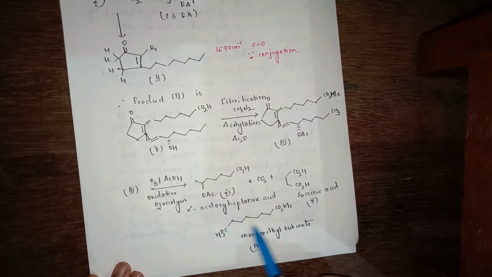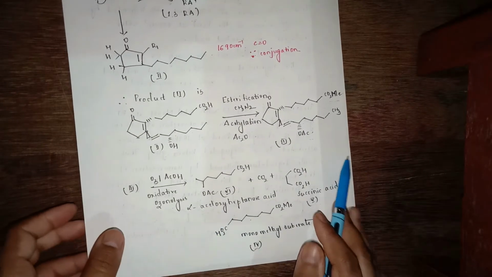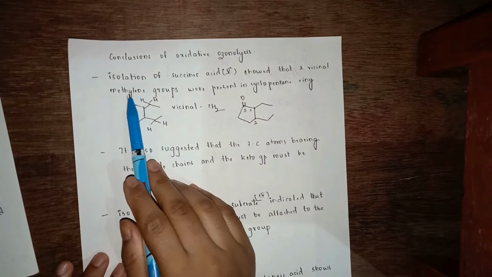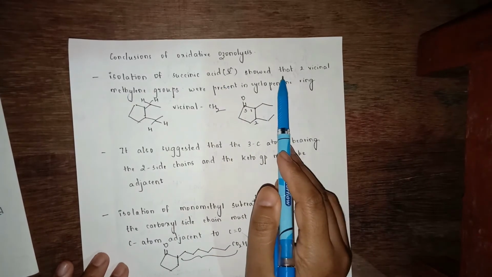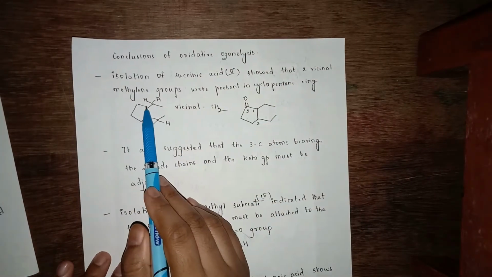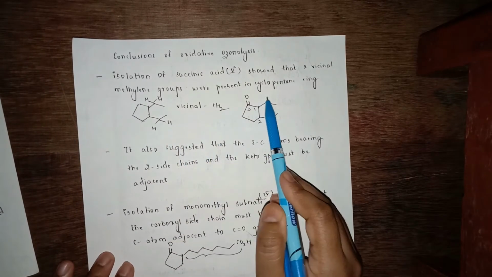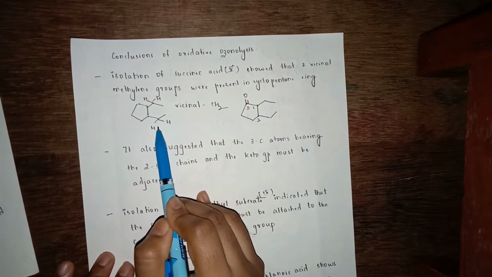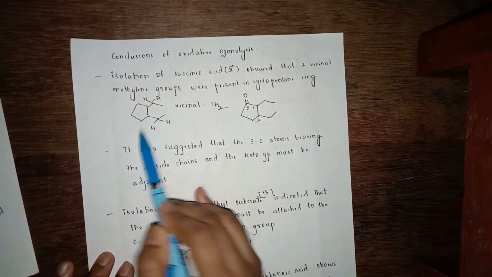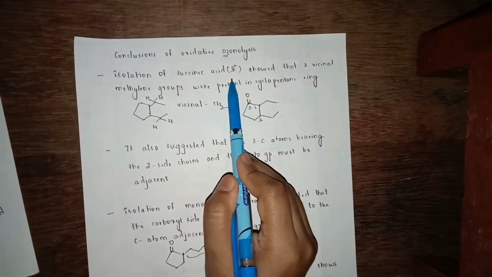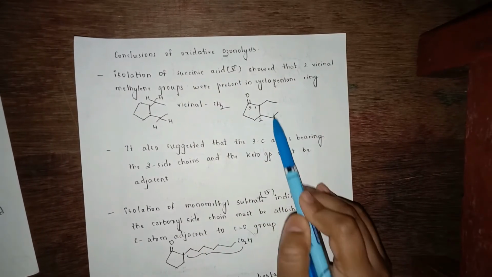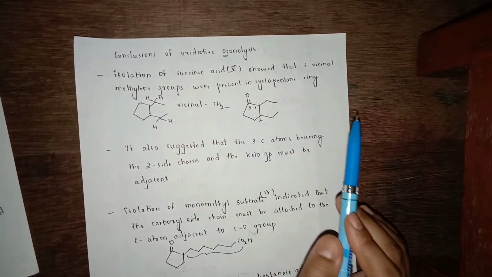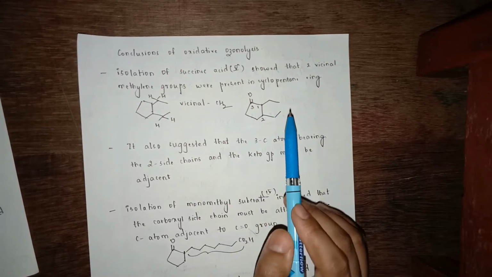So what is the conclusion of getting all these compounds? Let us understand the conclusion. The isolation of succinic acid showed that there are 2 vicinal methylene groups present in the cyclopentane ring. This means that there are 2 vicinal CH2 groups in the cyclopentane system. So succinic acid gave evidence that there are 2 vicinal CH2 groups with respect to the carbonyl carbon in the cyclopentane ring.